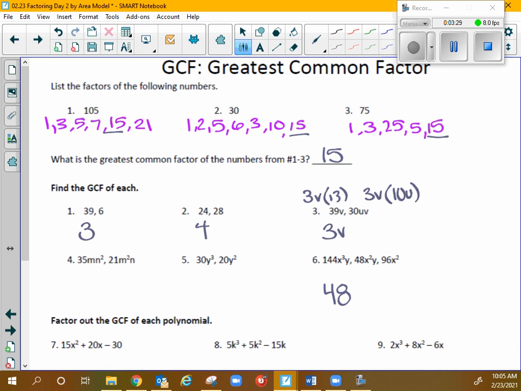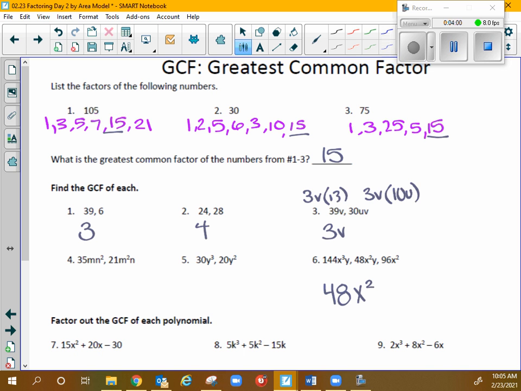Okay, now, let's look at our variables. Can I pull an x? Yeah. Can I pull more than one x? No. Yes. There's 3, 2, and 2. What's the max that I can pull from everything? 2. So x squared. Can I pull a y from everything? No, not at the end. So my greatest common factor of those 3 is 48x squared.